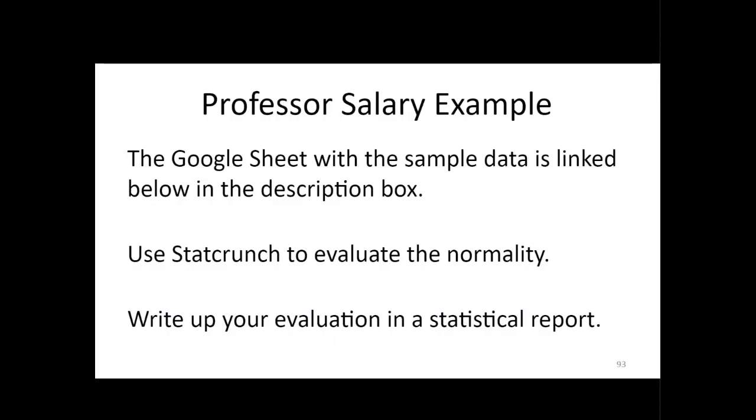So I want to use StatCrunch to reevaluate the professor salary example we worked with the last chapter, just to go over how to do the statistical evaluation using StatCrunch and also updating what we've already written so you can see how you add more to the checking of the assumption of normality. So as a reminder, the Google Sheet with the sample data is linked in the description box below, and I'm going to be using StatCrunch to evaluate the normality. And we're going to be writing this up as a statistical report.